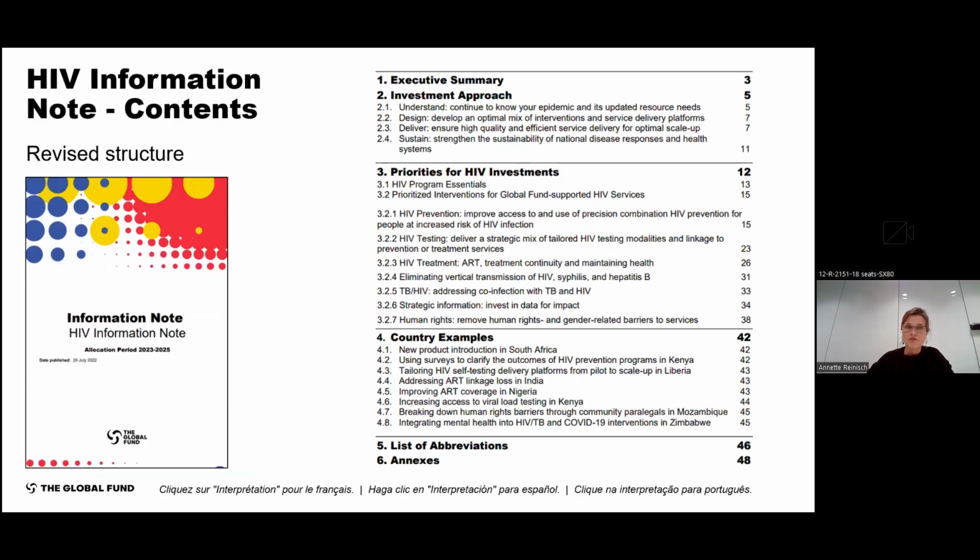Yes, the HIV information note provides guidance to applicants preparing funding requests for HIV and joint TB/HIV programs for the next allocation period. It describes a strategic investment approach, defines the program essentials that all applicants are expected to address, and it identifies the prioritized interventions to have an impact. And we were pleased to hear from countries that they would like to hear country examples. So based on this request, we have included good practices for investments in HIV in the last section of this new information note. Next slide, please.